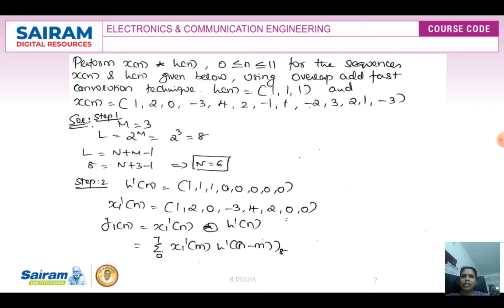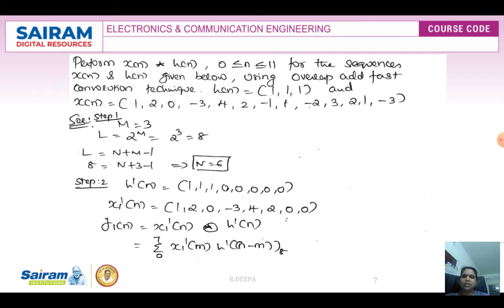So if you are able to calculate L and M, we can calculate N using the formula L is equal to N plus M minus 1. So now substitute L is equal to 8 and M is equal to 3 and calculate what is N. So I am getting the N value as 6 here.